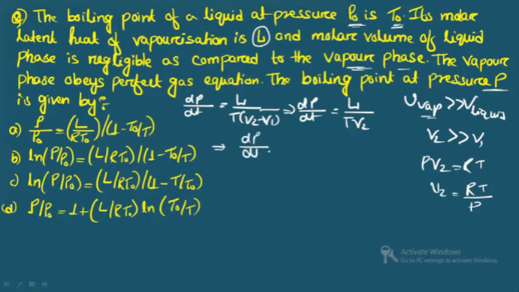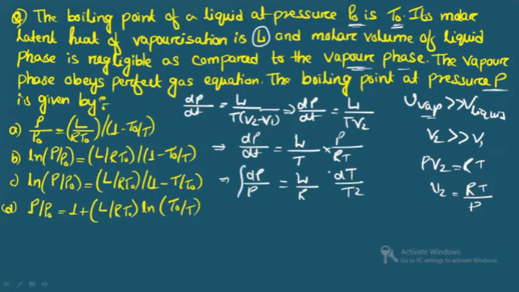And now if you substitute this particular thing here, first of all you see the left hand side is as it is, and in the right hand side it is L by T into 1 by V2. So you will write it as P by RT. Now if I bring P to the left hand side, then it is dP by P equals L by R. It is a constant term, so I'm keeping it outside because we will integrate it. And here you can write it as dT by T square, right?